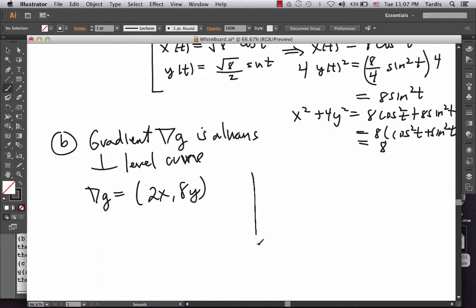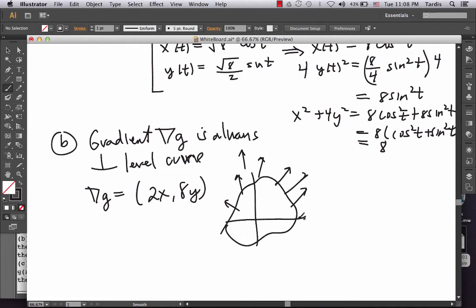Now if you plot the gradient, it's a vector field at any point that you pick. What we are trying to show needs the gradient only evaluated at those points along the curve. So I'm only trying to show that the gradient is perpendicular to the level curve when the gradient is at those points on the level curve.